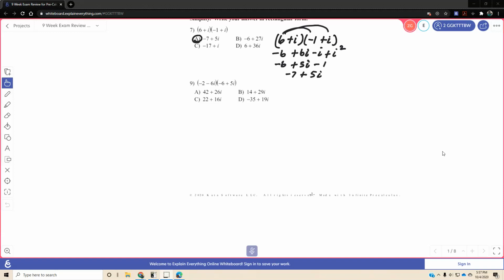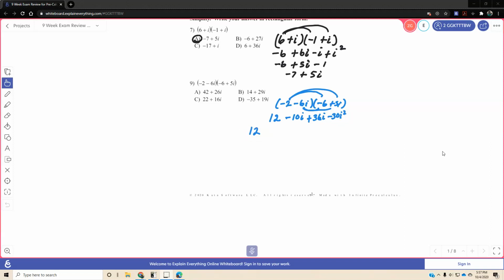For number 9, we're going to go ahead and multiply these complex numbers. So we're going to continue to use the FOIL method. -2 minus 6i times -6 plus 5i. So -2 times -6 gives you 12. -2 times 5i gives you -10i. -6i times -6 gives you plus 36i. And then we have -6i times 5i gives you -30i squared.